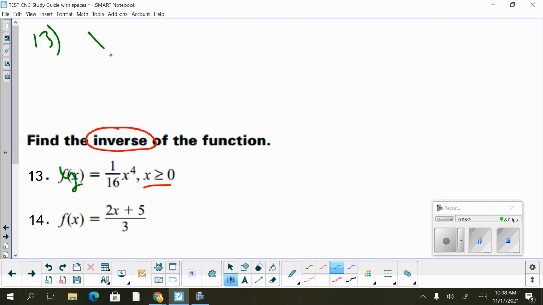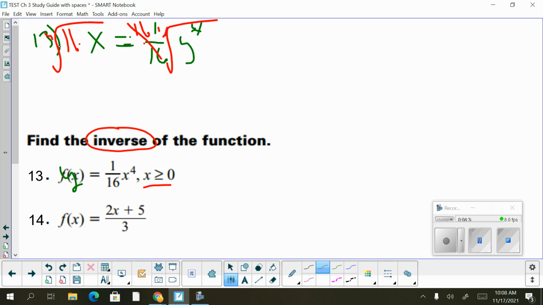To switch, it'd be x equals 1/16 y to the 4th. And the steps we can use to solve are multiply by 16 first, and then take the 4th root on both sides. So you can either leave it 4th root of 16x, and I'm going to call it f inverse of x instead of calling it y, or you could probably 4th root the 16.